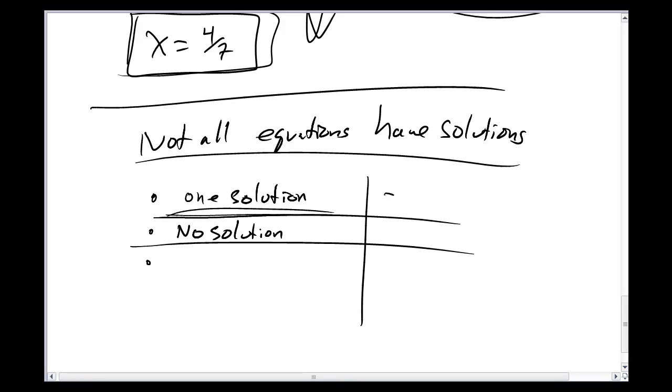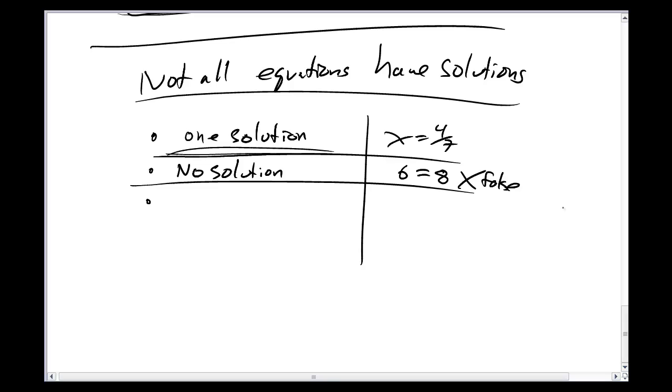So things that have one solution, you know about them. They look like this, x equals 4 over 7. Things that have no solution, you'll go through and solve, and you'll get something that's horribly untrue, like 6 equals 8. This is just not true. This is false. It's horribly false. 6 is not 8, and so that's what tells you there's no solution. That's provided you've done your algebra correctly. Then there's also things that we say have infinite solutions.